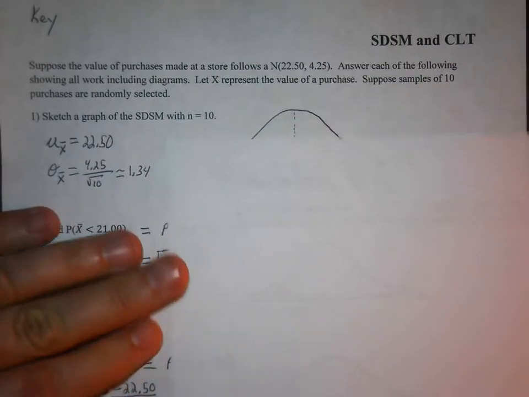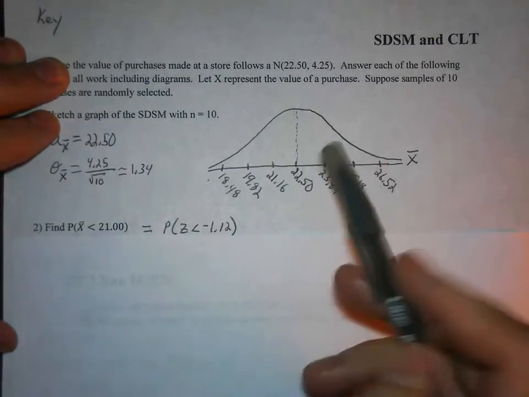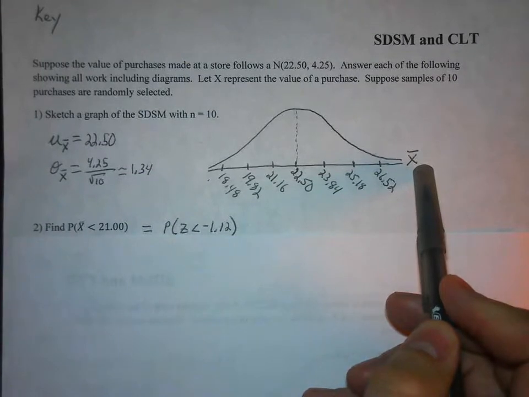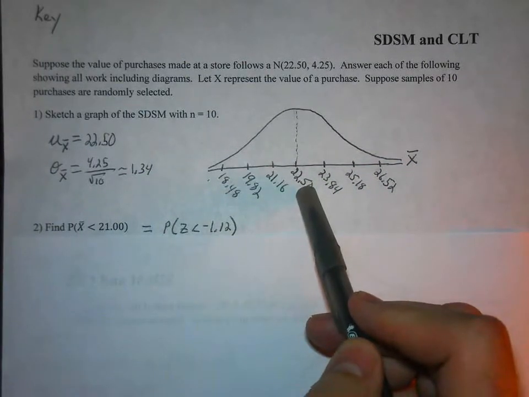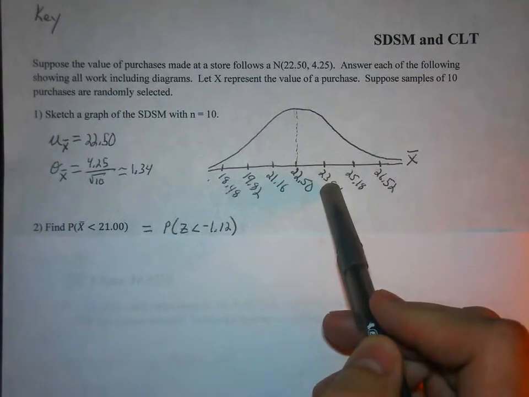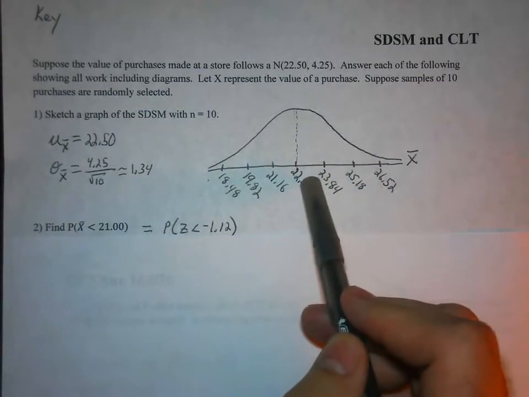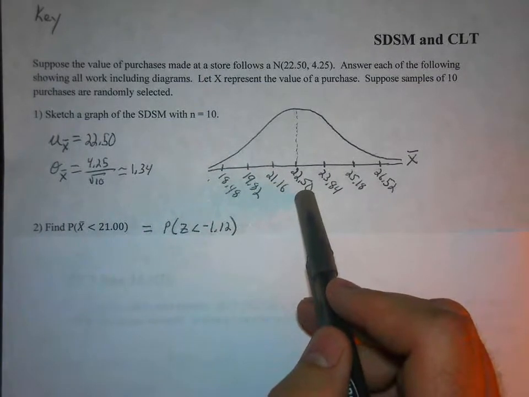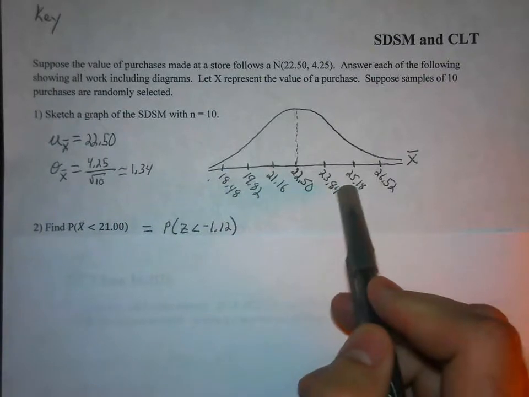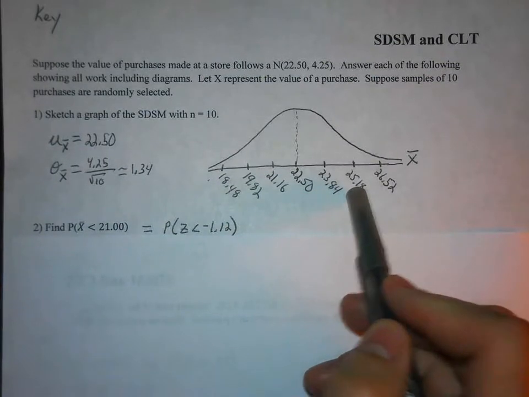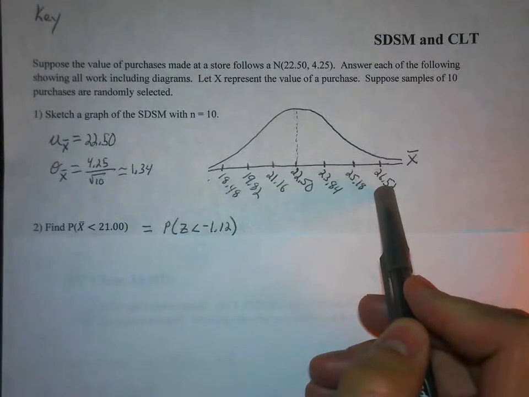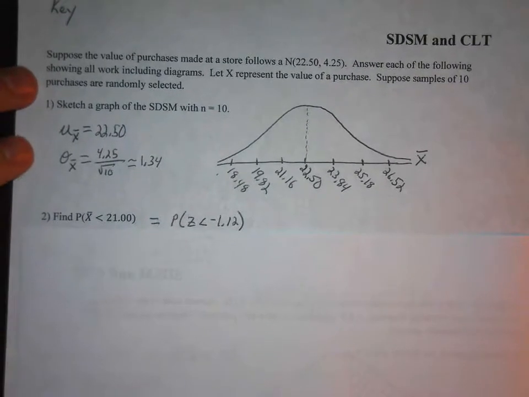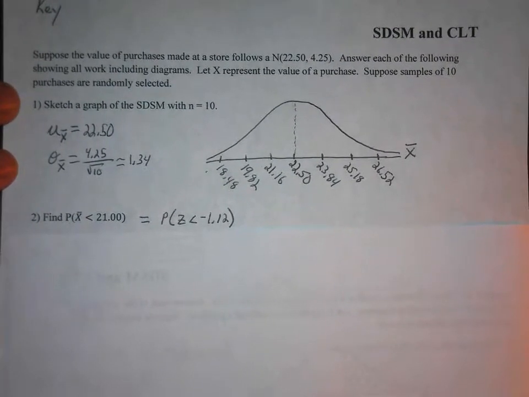To sketch a graph of that, you put the mean right in the center. It's an X bar axis because we're taking samples of size 10. So the mean is 22.5. Then you just add 1.34 several times and subtract 1.34 several times. That gives you 1 standard deviation above the mean, 2 standard deviations above the mean, 3 standard deviations above the mean, and so on. So that is the graph of the sampling distribution when you take samples of size 10.